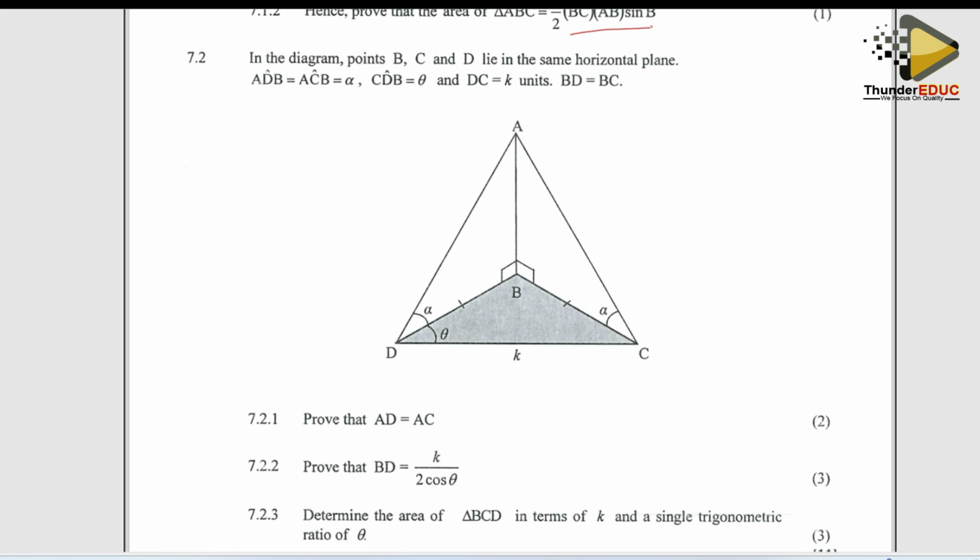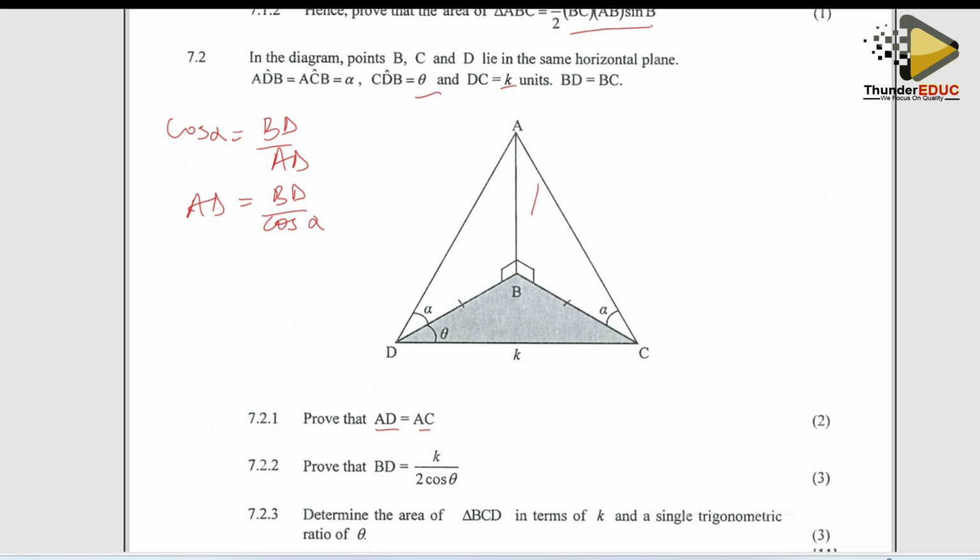Then 7.2, we're given the points B, C, and D that are lying on the same horizontal plane. These angles are alpha, that is theta, that's K, and those two sides are equal. Can we prove that AD is the same as AC? So we can use the cosine ratio, and we say that the cos of alpha is equal to the adjacent, which is BD, over the hypotenuse, which is AD.